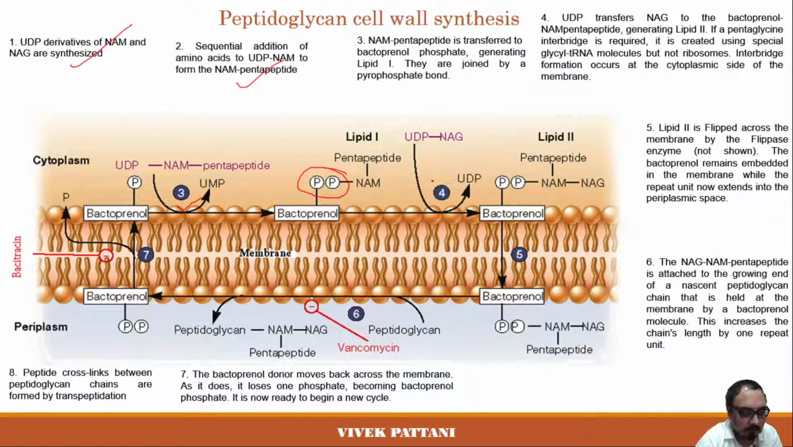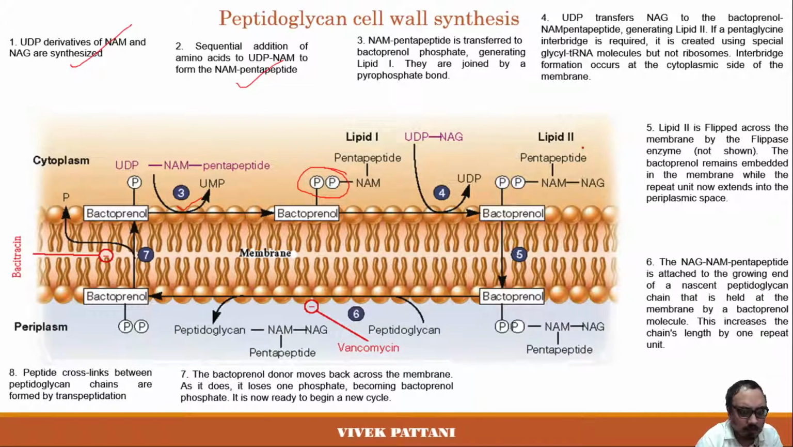And in the next steps, UDP-NAG will be converted into UDP, and this serves as an interbridge, with glycyl tRNA molecules, but not in chromosomes. Interbridge formation occurs at the cytoplasmic side of the membrane.